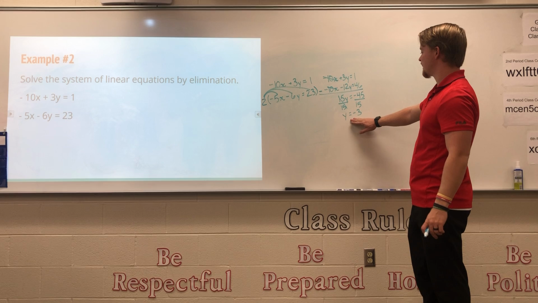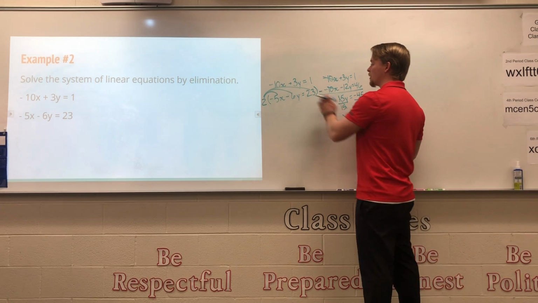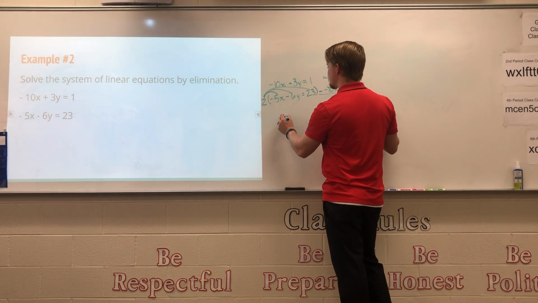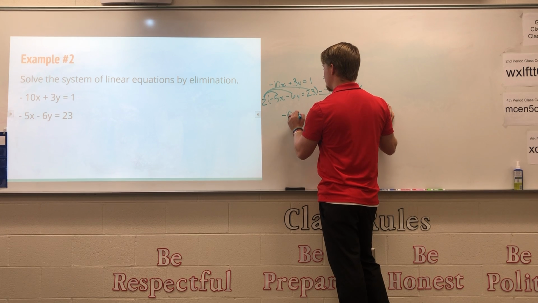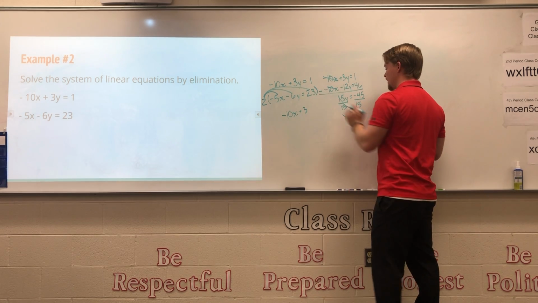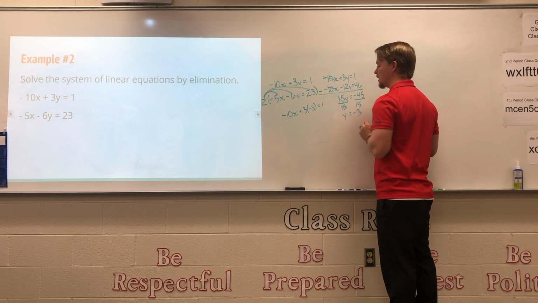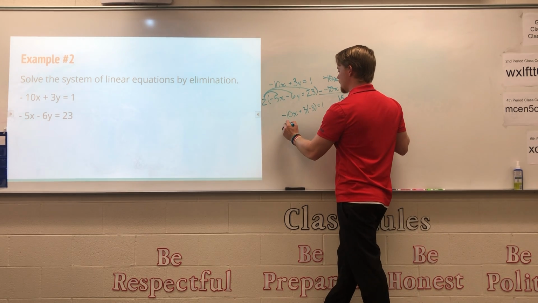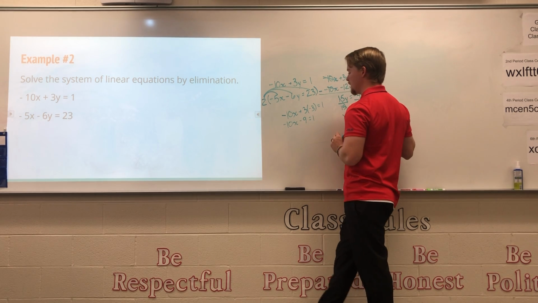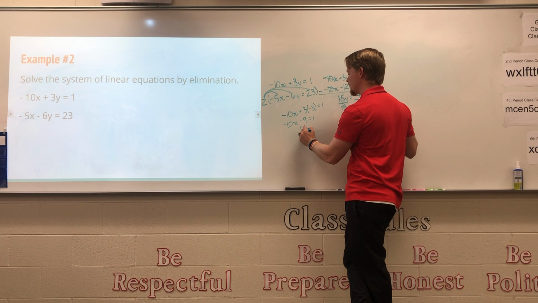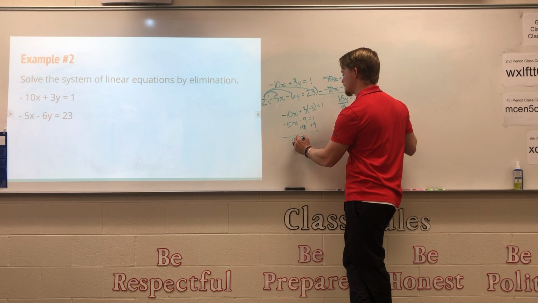So now we're going to take that and plug it in to one of our original equations. Again, I'll just use the top one. We have -10x plus 3, in place of y, I'm going to put -3, equals 1. So -10x minus 9 equals 1. And now we're just solving for x. Plus 9 on both sides. -10x equals 10. Divide both sides by -10.